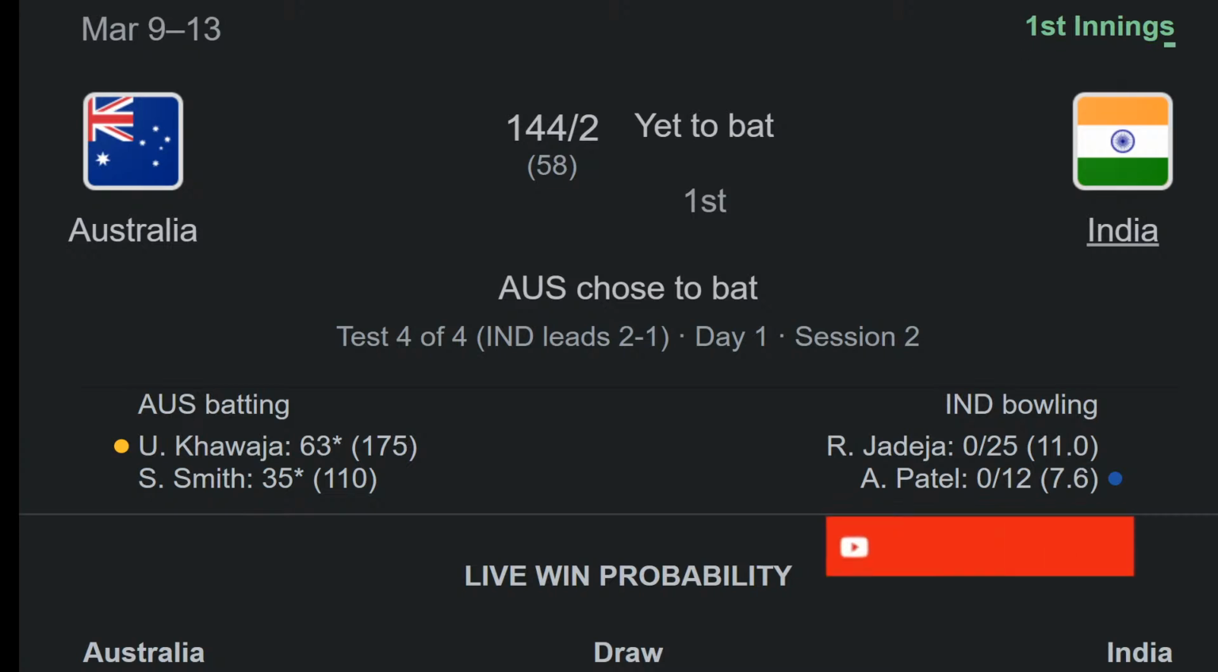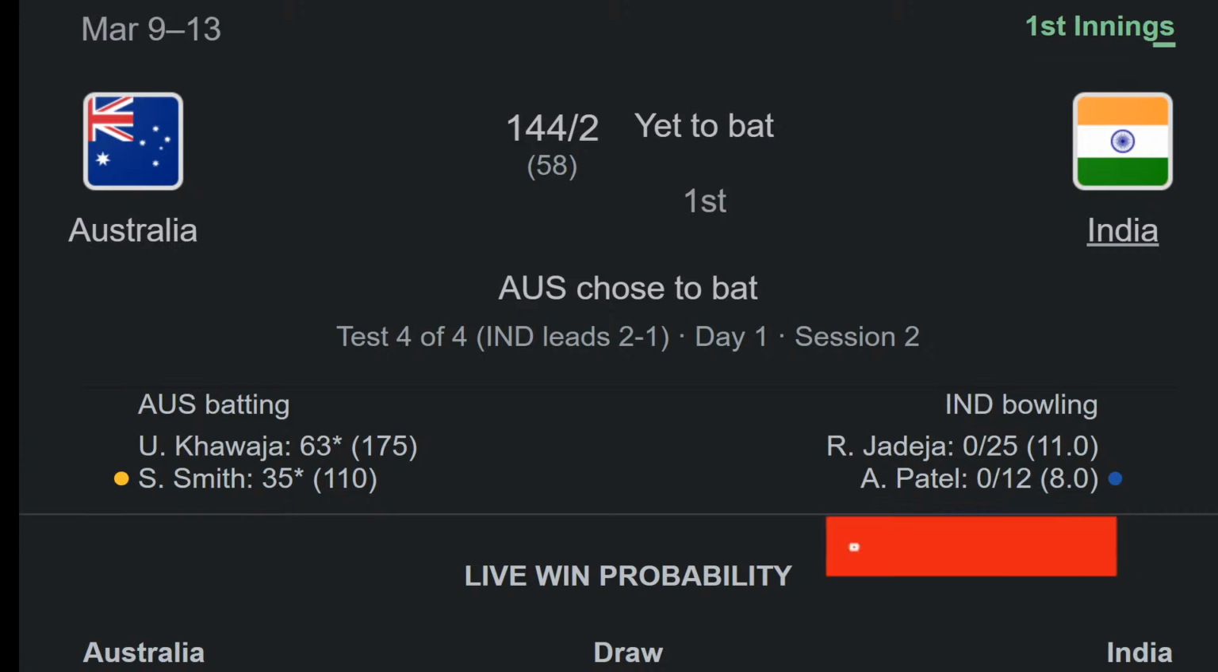Khaja not out with 63 and Steve Smith not out 35, with Ravindra Jadeja and Axar Patel bowling. 58 overs completed and 144 runs for the loss of 2 wickets in their first innings, Australia. 2 wickets down. One is Travis Head and another is Labuschagne. Australia versus India, the fourth test.